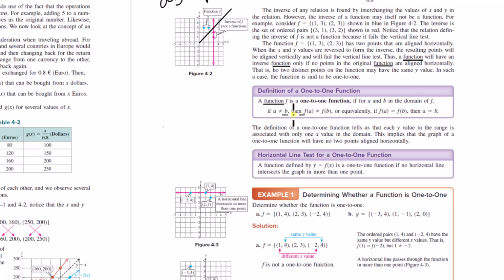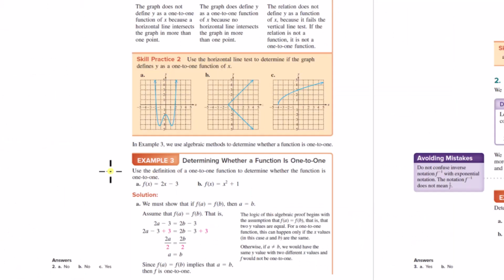So they're showing that algebraically in this example. You can use either one of those statements: if f of a is equal to f of b, then a is equal to b, or if f of a is not equal to f of b, then a is not equal to b. They use the second statement. They take f of a and set it equal to f of b, simplify, and get a is equal to b. This is true for a and b any real number, so it's true for all real numbers. So it's one-to-one.